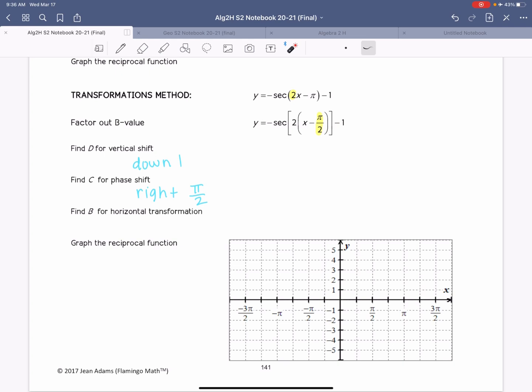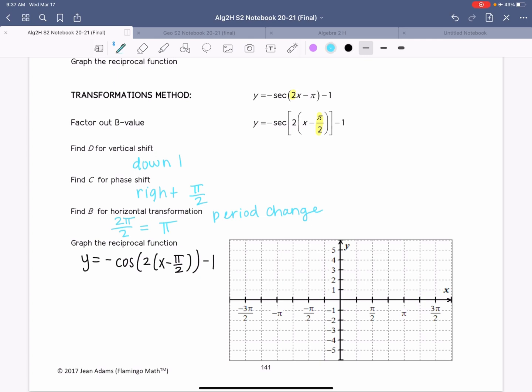What's my horizontal transformation? In other words, your horizontal transformation means what's your period change? So I will be changing my period. I'll be doing 2 pi divided by what's being multiplied, which is 2. So now the period on this is pi. And then we're going to graph the reciprocal function. So the reciprocal, opposite of secant, cosine. So y equals negative cosine of 2 times x minus pi over 2, and then minus 1. All right, so let's graph that.